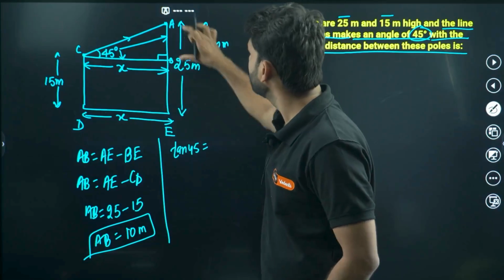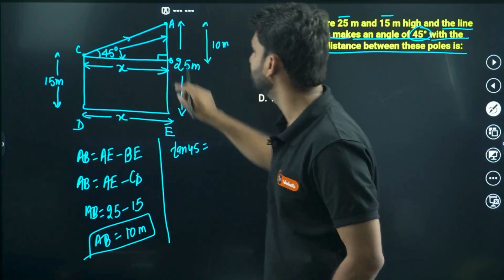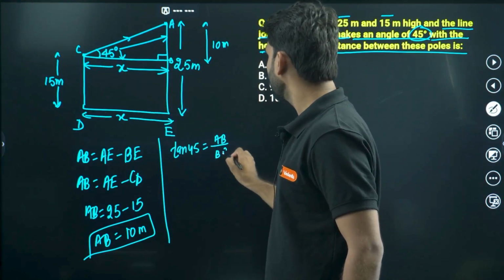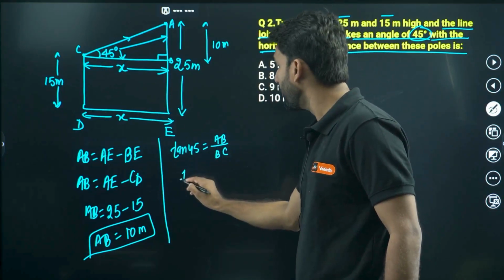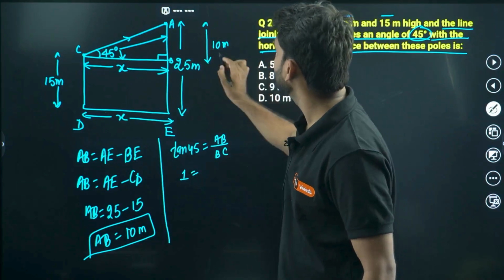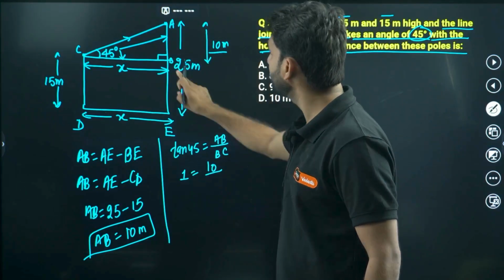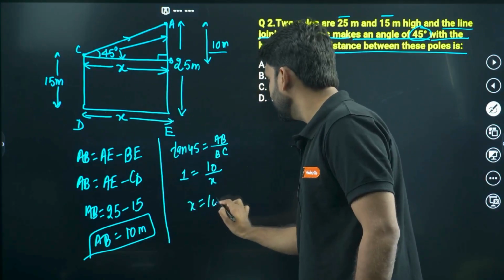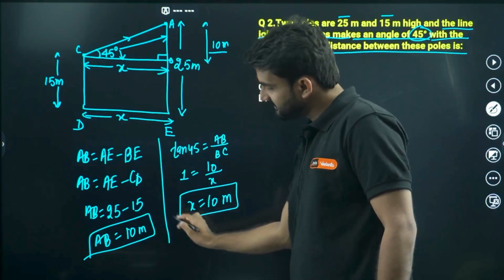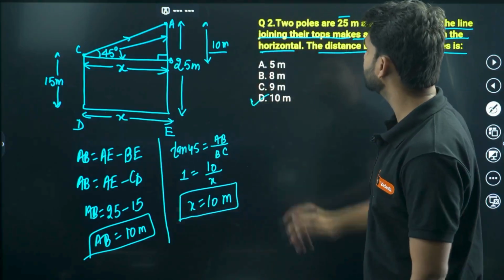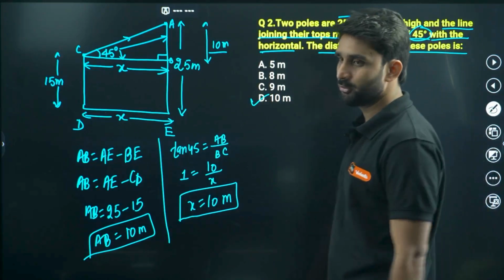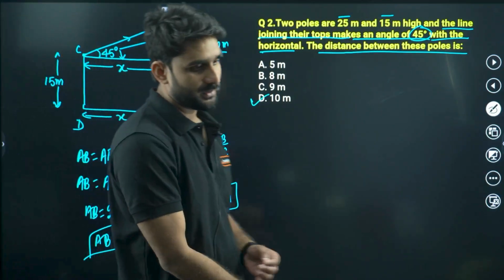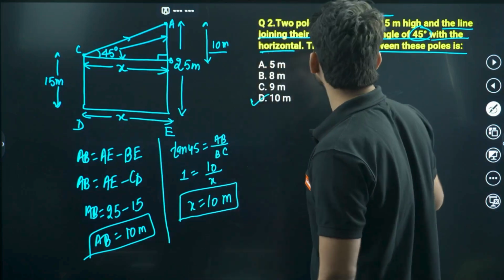Tan 45 will be perpendicular over base. For this 45, the perpendicular is AB, and the base is BC, my dear lovely kids. Okay, so tan 45 is equal to 1, and AB is 10, and BC we have to find, I am taking it as x. So cross multiply, and x will be 10 meter. Is there any such option? So this will be the answer, 10 meter. Hope you have understood. So this is the beauty of the application of trigonometry, my lovely kids.